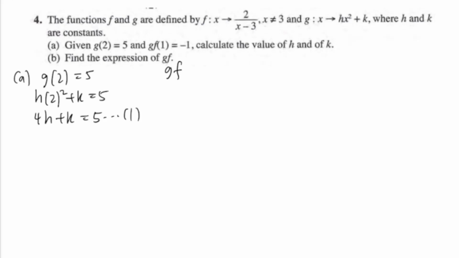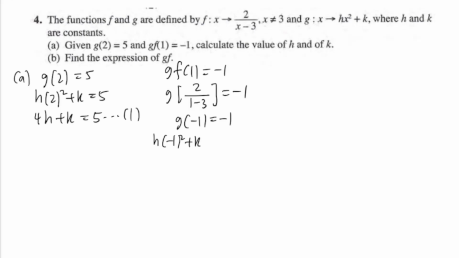The second equation is gf(1) equals to negative 1. That means we put 1 inside your function f. So this will give us g(negative 1) equals negative 1, right? So as we put negative 1 inside here, it's h times negative 1 squared plus k equals to minus 1. So negative 1, when you square it, it's still 1. So h plus k is minus 1.